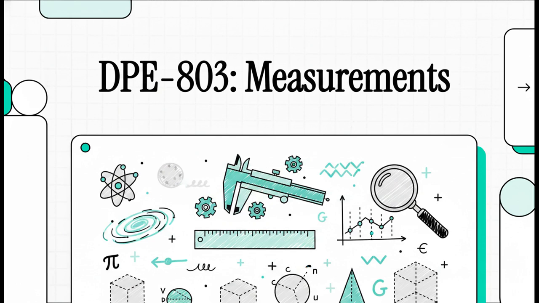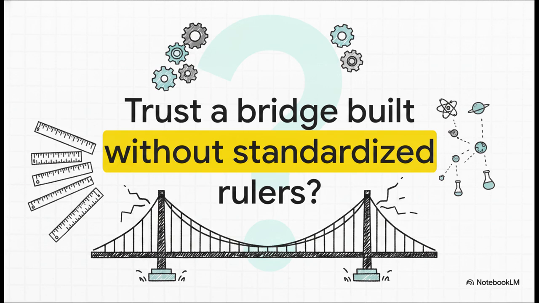Let's jump right in. Picture this. You're standing on a massive suspension bridge. Now, what if I told you the engineers who built it didn't even agree on how long a meter was? Sounds crazy, right? Well, back in 1999, NASA actually lost a $125 million Mars orbiter simply because one team used English units and the other used the metric system. Without universally agreed-upon measurement standards, science, engineering, and honestly the entire modern world would literally collapse.